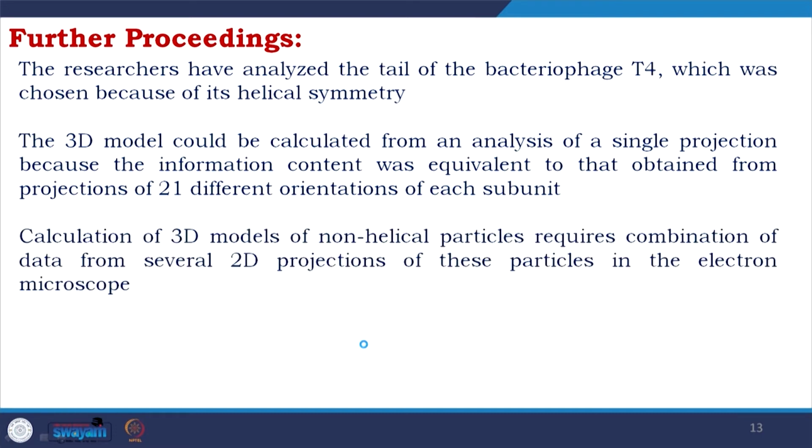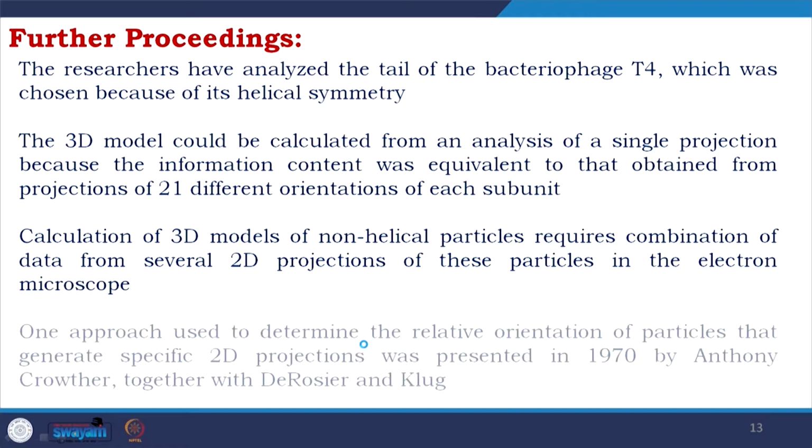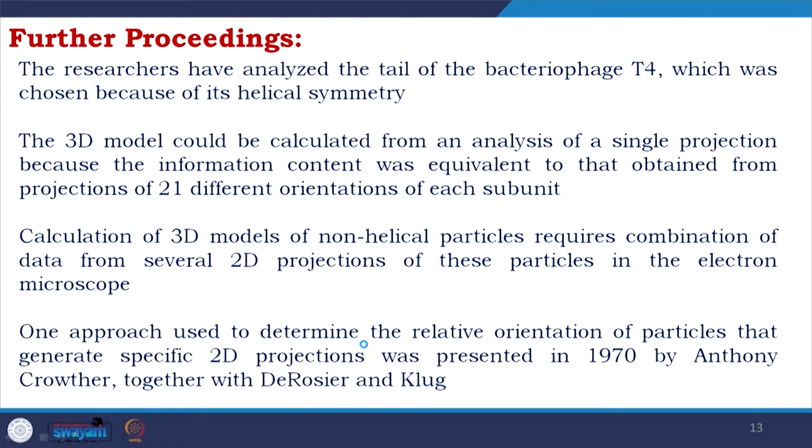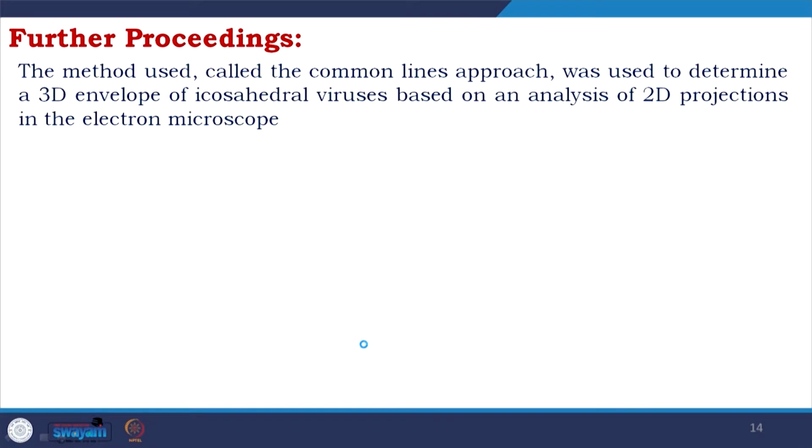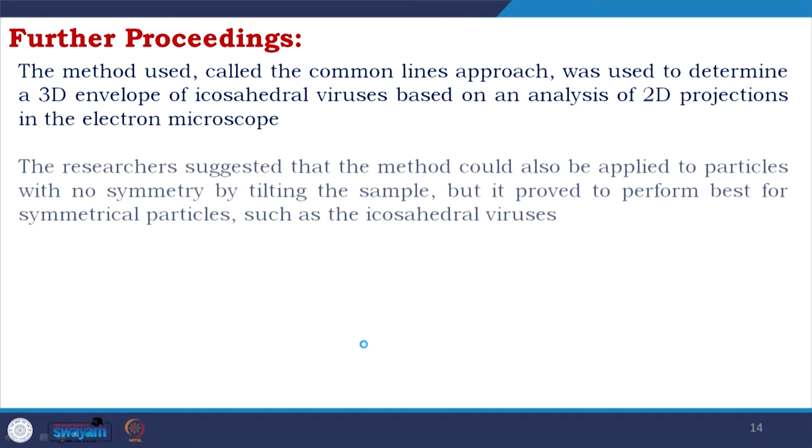Calculation of 3D models of non-helical particles requires combination of data from several 2D projections of these particles in the electron microscope. One approach used to determine the relative orientation of the particles that generate a specific 2D projection was presented in 1970 by Anthony Crowther together with the other people we talked about, DeRosier and Klug. The method they used, called the common line approach, was used to determine a 3D envelope of icosahedral viruses based on an analysis of 2D projections in the electron microscope.